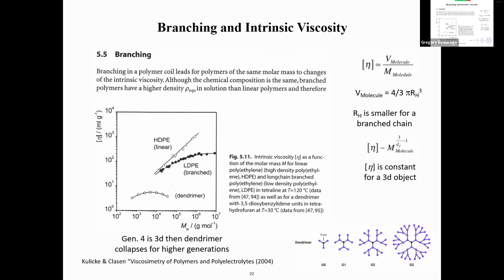So the Zimm model: you have the chain, and you just say that it's a sphere. I have the end-to-end distance, R, whatever, and then I cube it and multiply by 4/3 pi. That's the hydrodynamic volume of the thing. That's kind of like the size of that sphere.